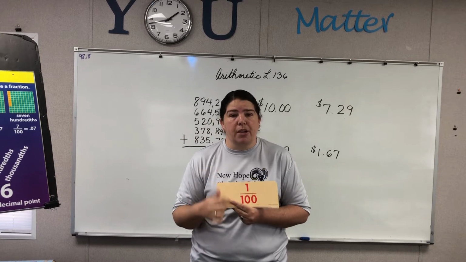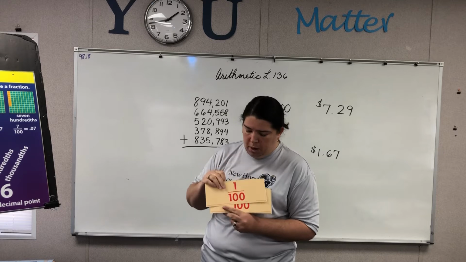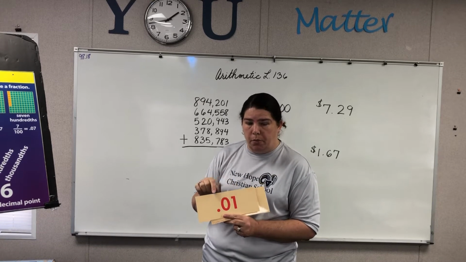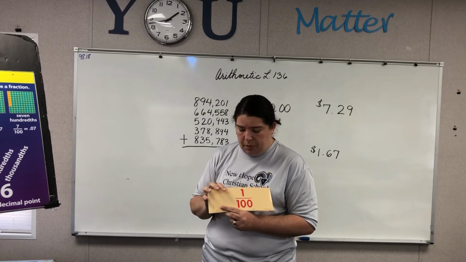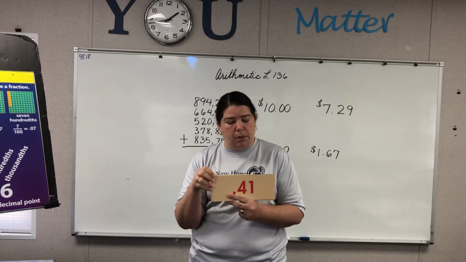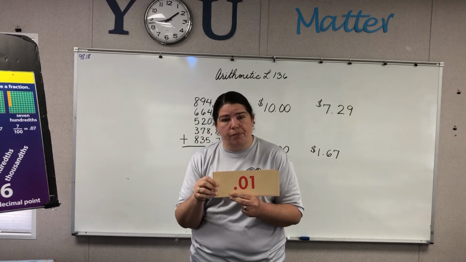Okay, we can go over our decimals. So you're going to take the fraction and turn it into a decimal. So we took 1/100th and we changed it to 0.01. I'll show you the decimal, you tell me the fraction. Here we go. So again, 1/100th, right?